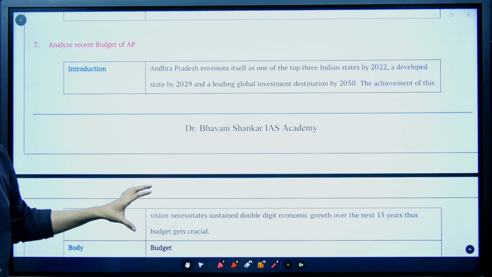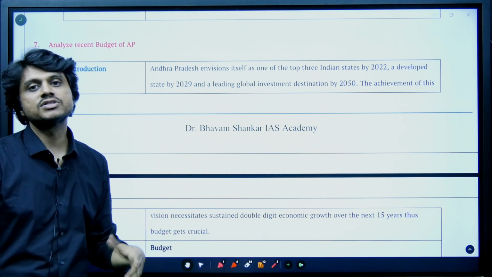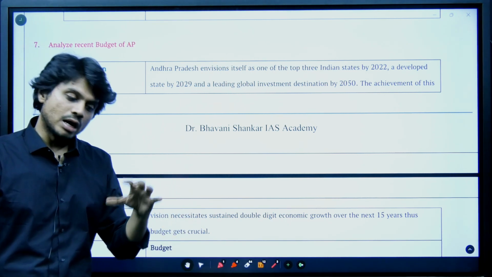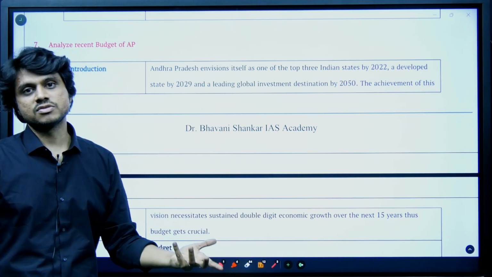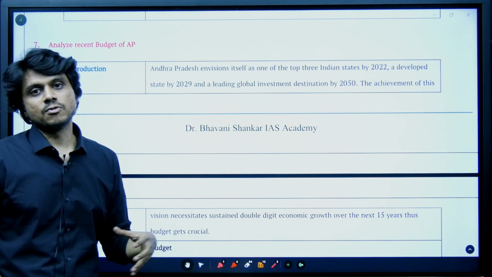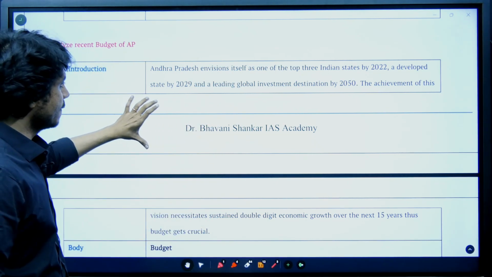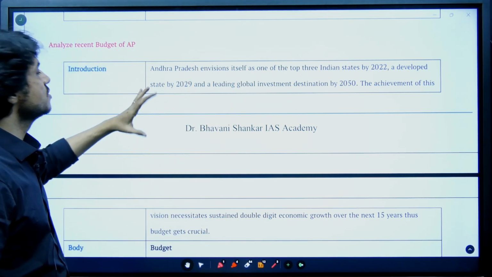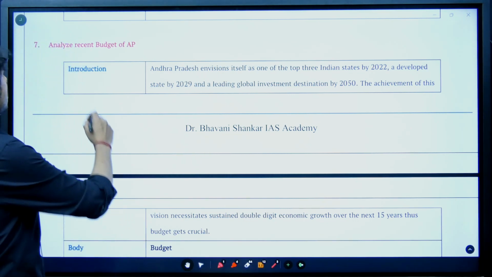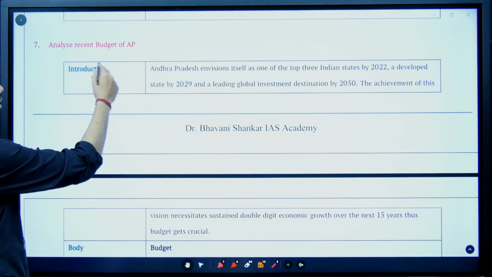Through these budget provisions, we will also try to understand the fiscal situation of the Andhra Pradesh government: its major focus, where it is spending, and what kind of fiscal space is available. Okay, we'll try to understand them. So in that context, the question becomes very important for us. Now, analyze the recent budget of the AP.